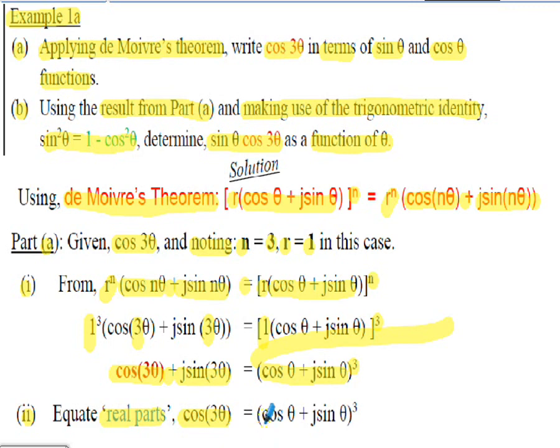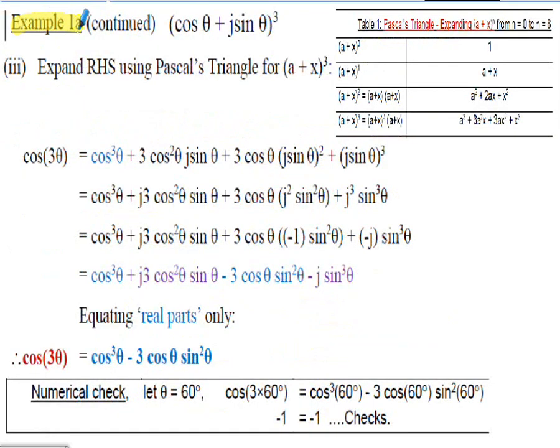On the right hand side, what I'm going to do in a moment is expand the function cos theta plus j sine theta raised to the power of 3. And we'll do this on the following slide. Example 1a continued. Don't forget we're trying to expand cos theta plus j sine theta all to the power of 3. So step 3, I'm going to expand the right hand side of the equation on the previous slide using Pascal's triangle. So I'm going to look for the expansion of a plus x to the power of 3.